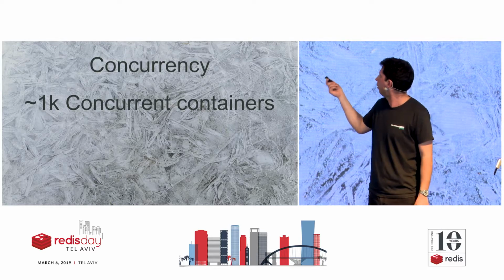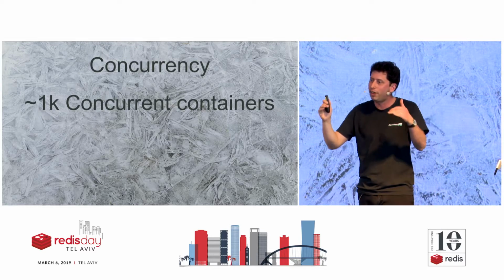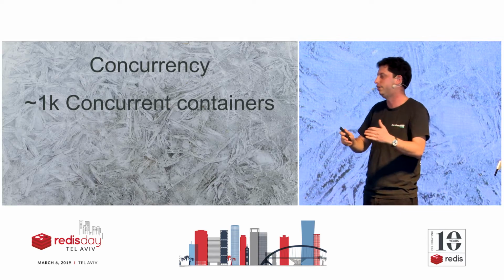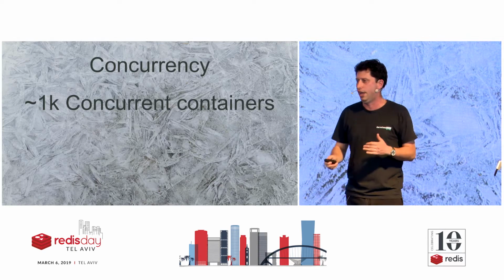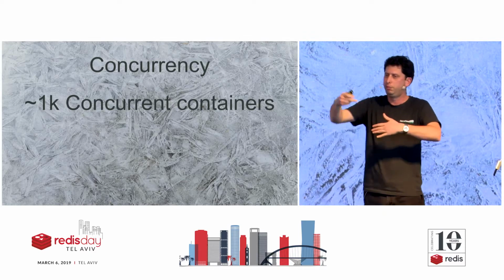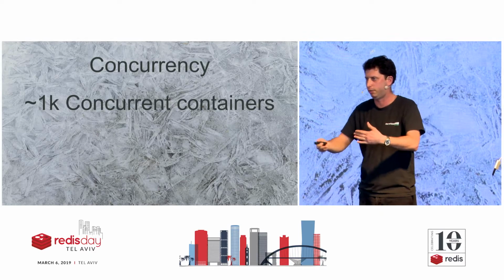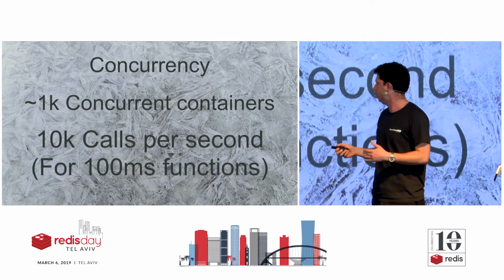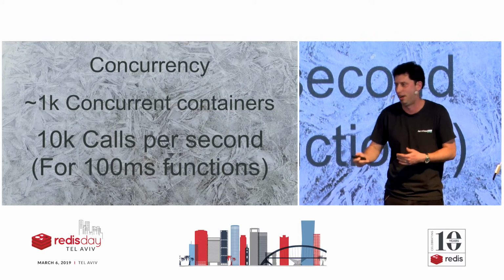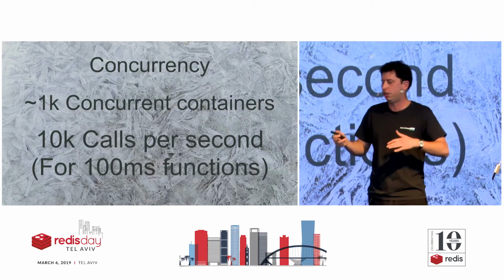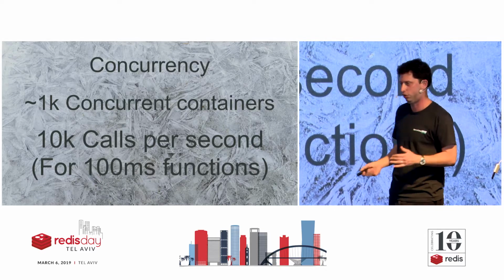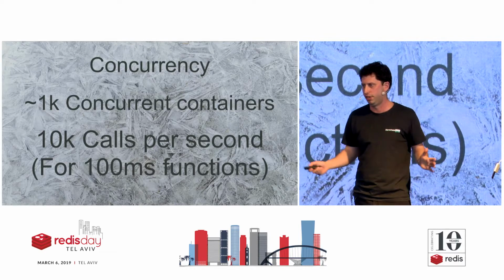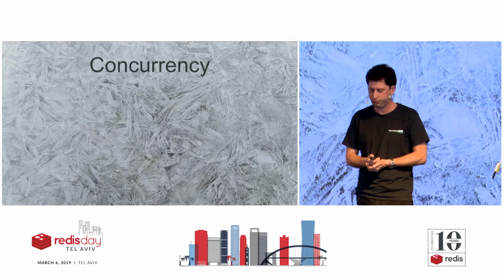This number of concurrent containers or functions running is the typical limit in Amazon. It is similar in other providers. About 1,000. It could be changed. It's a soft limit, but we're talking about orders of magnitude here. And assuming that our function takes 100 milliseconds, which is a lot of time to execute, we're talking about 10,000 calls per second, which is, I think, for a lot of applications more than enough in terms of capacity.